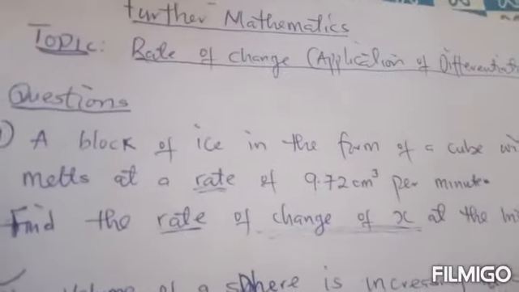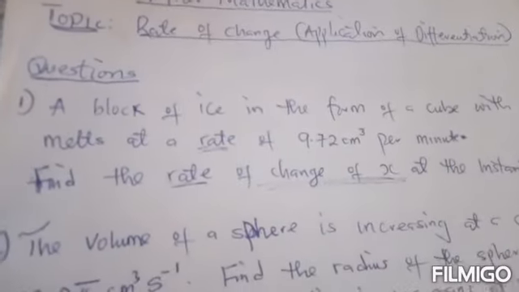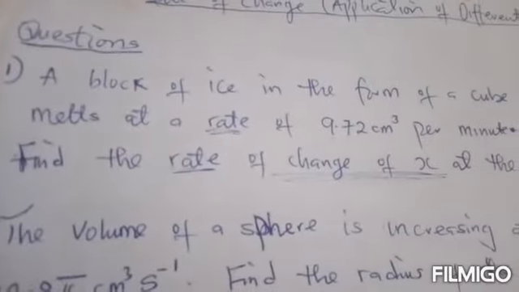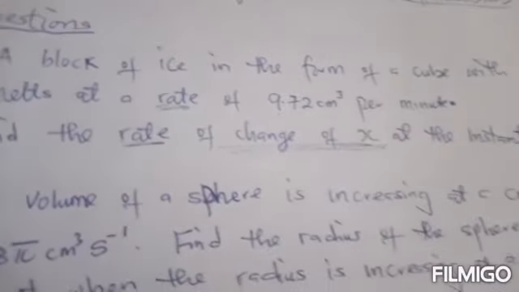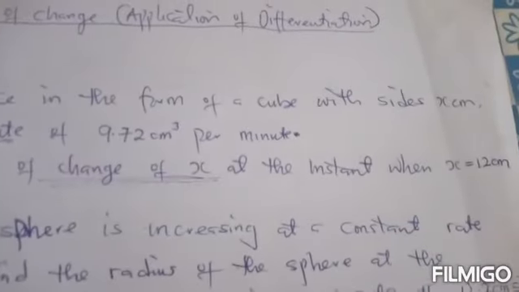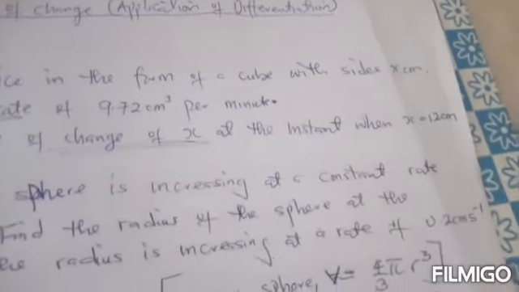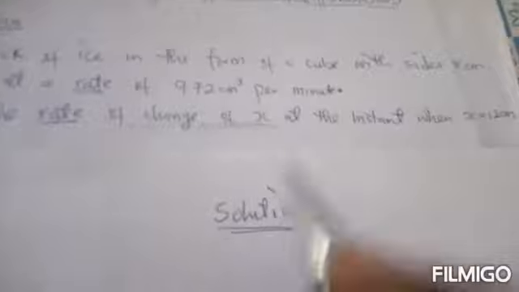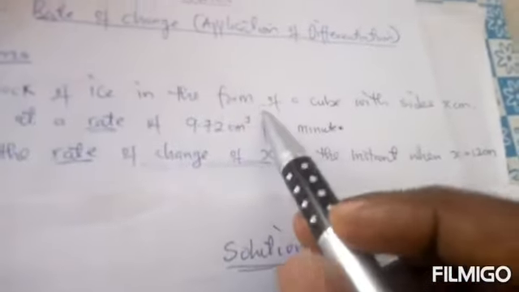So let's go to the question again and see how we'll solve it. A block of ice in the form of a cube with side x cm melts at a rate of 9.72 cm cubed per minute. Find the rate of change of x at the instant when x is 12 centimeters. First of all, a cube has been mentioned. The ice is in the form of a cube.